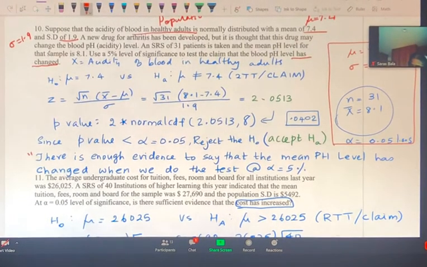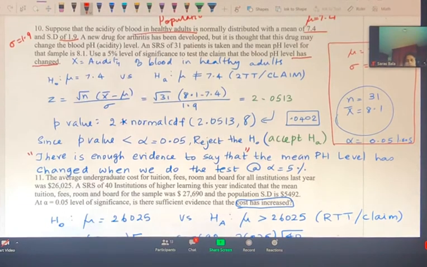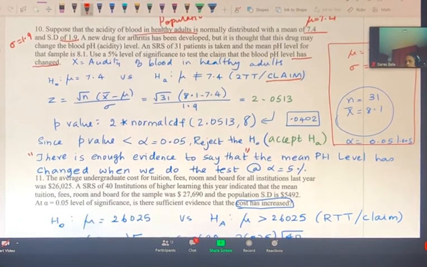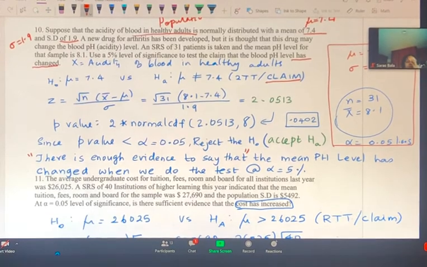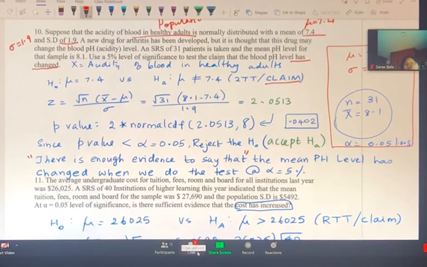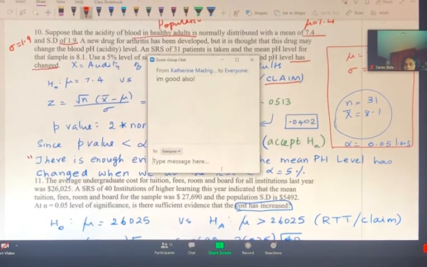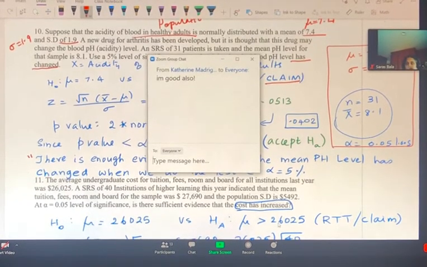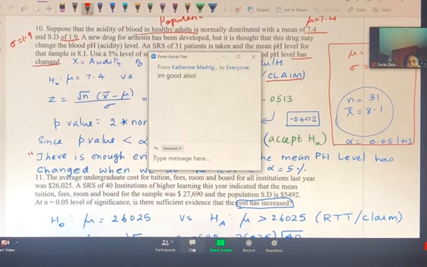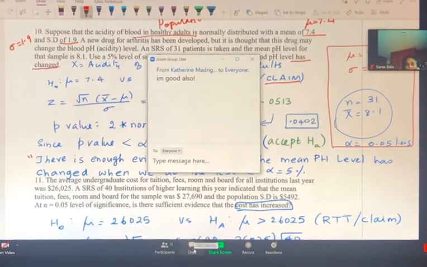Yes, there is enough evidence to say that, complete with your claim, because this is your claim. This claim is good to go. I don't care about my null hypothesis because I am rejecting the null hypothesis. Always my sentence is going to be written based on the alternative hypothesis. Make sense? Yeah, that makes sense to me.